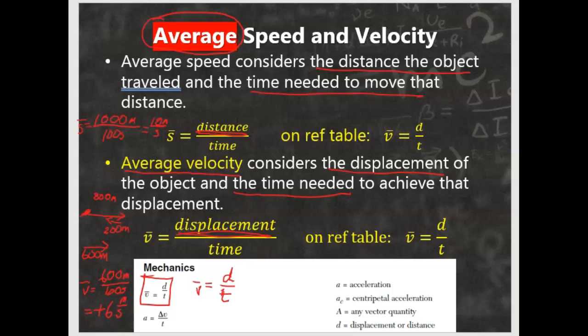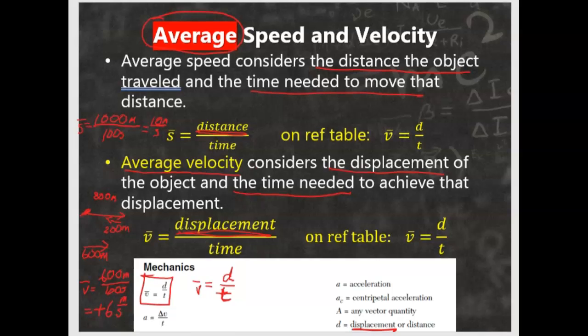And on the reference table, they don't give a separate formula for speed. They don't say average speed equals distance over time. They just say D, and you can think of D as representing displacement or distance. And if I scroll down a little further, you could think of V as representing velocity or speed. This is what you see on the reference table. Average velocity equals displacement over time, and you could also think of it as average speed equals distance over time. Again, average speed is distance over time, average velocity is displacement over time.